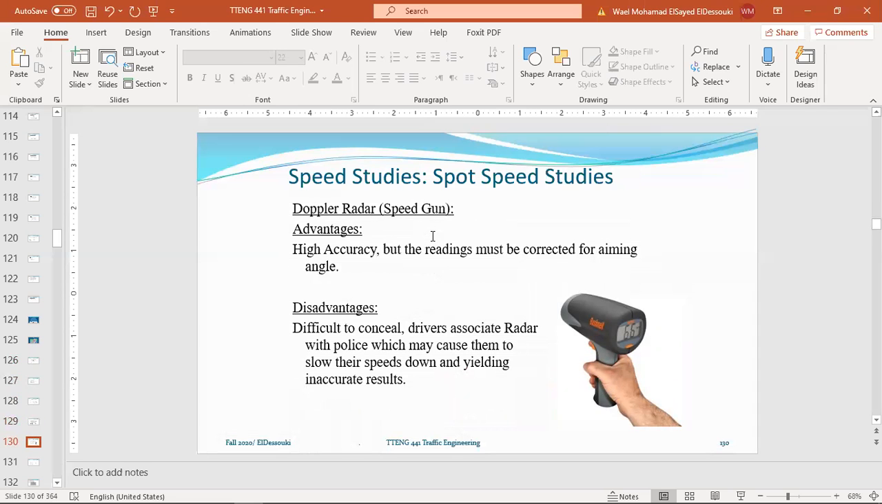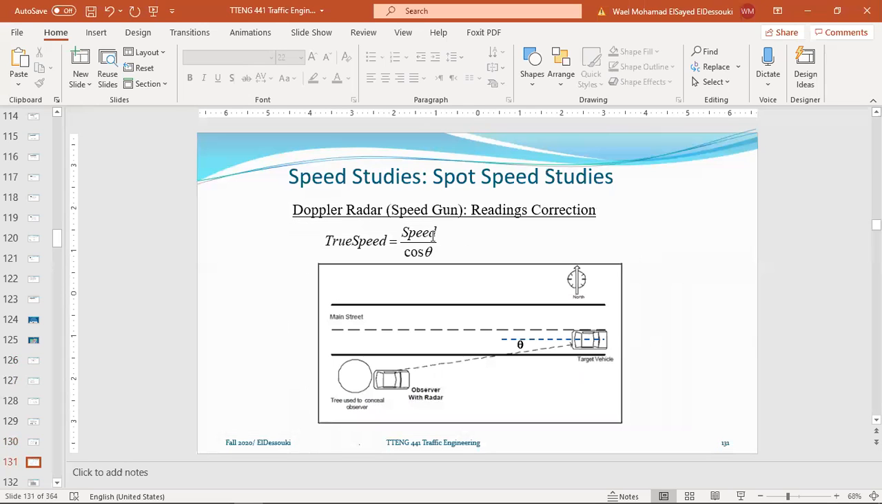The main disadvantage of the speed radar is that it's difficult to conceal, and usually drivers associate speed radars with police enforcement, and they try to reduce their speed. So this way you might not get accurate, realistic results for what's going on. As I mentioned, there must be a correction for the Doppler radar or speed gun results by dividing by the angle of aiming.